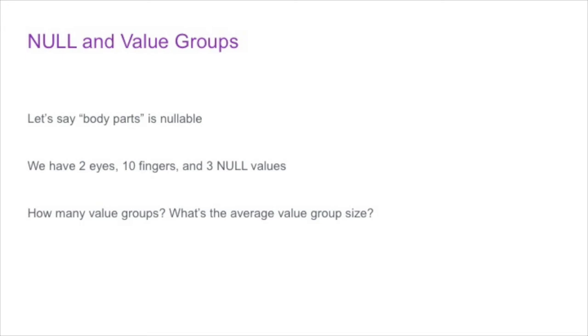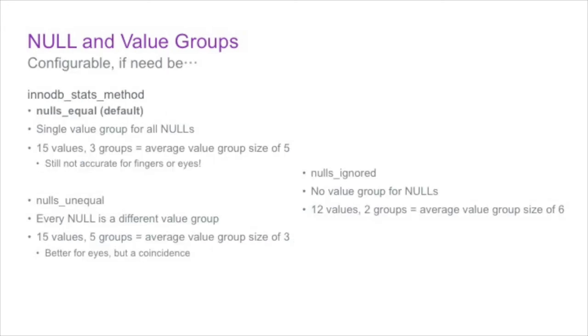But there's one that's more correct than the rest. It's configurable if need be. So there's a variable called innodb_stats_method, and again, this is in Oracle's MySQL, so it's also in Percona's MySQL. Nulls equal is the default. This is a single value group for all nulls, so it's the 3 and 5. So it's 15 values, 3 groups, average value group of 5.